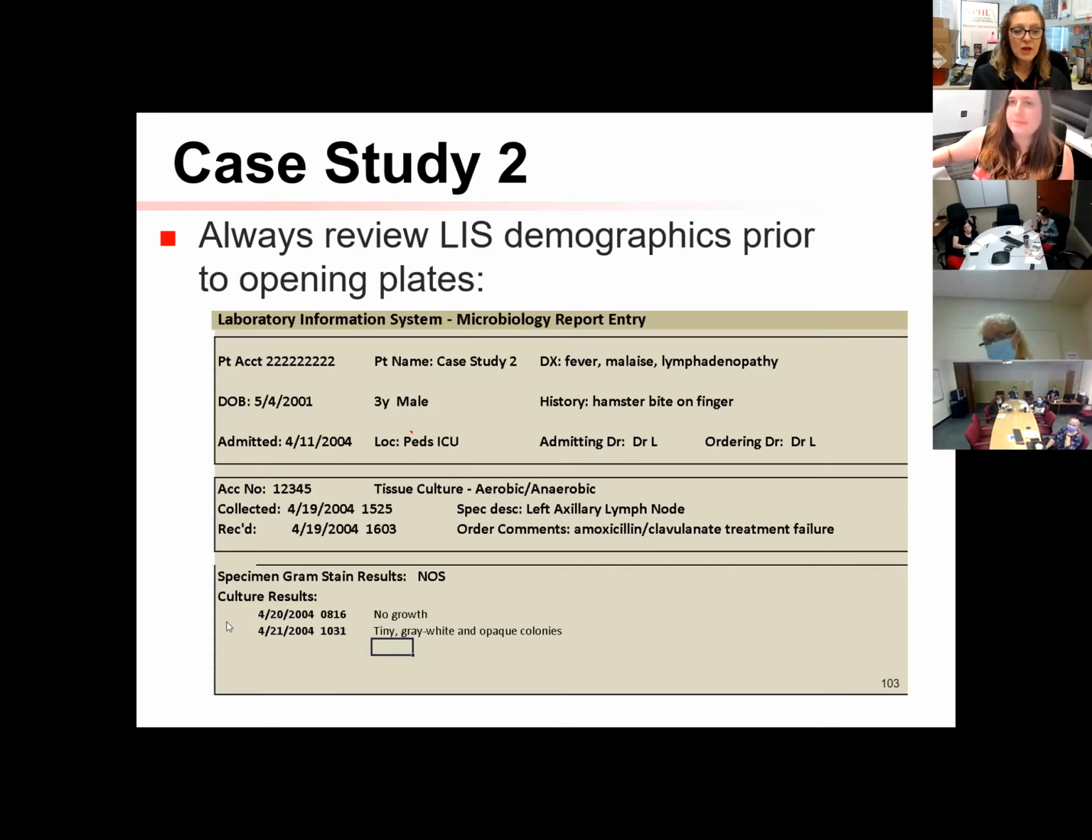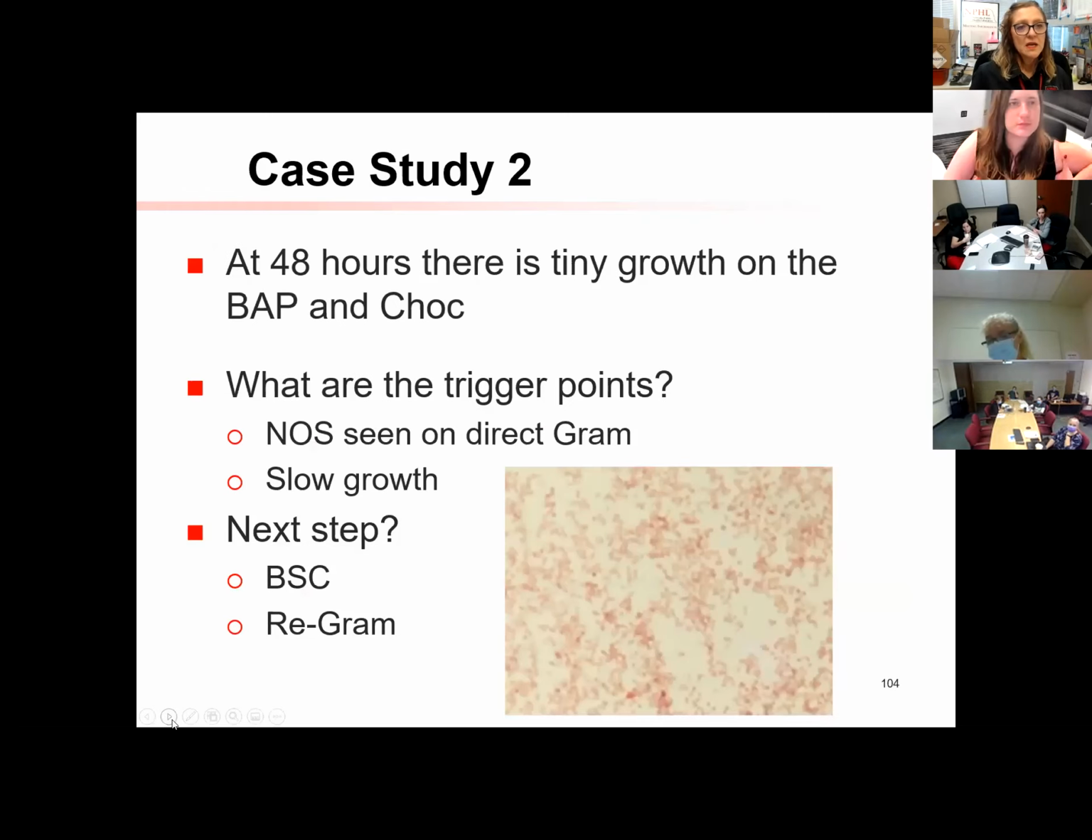All right, so if we go on, this is the gram stain. You see organisms seen on the original. So how else are you going to know to go onward until you repeat the gram stain? So you hopefully do this in the biosafety cabinet, because that's a trigger point in itself. No organism seen and you have growth. Definitely take it into the biosafety cabinet first before you manipulate it.